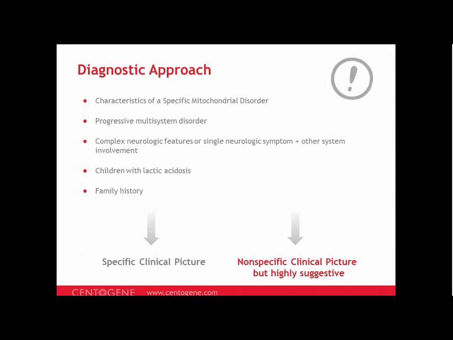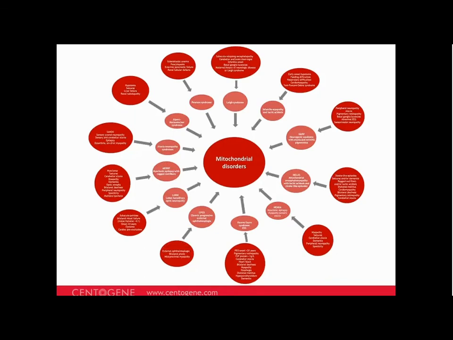Okay, we had the suspicion that it can be a mitochondrial disorder. Then comes another important step: is it a specific clinical picture, or a highly suggestive picture? Here in this picture, if you see the outer circle, there is clinical information. Maybe it is not visible, but please visit our website and check under the mitochondrial genetic testing tab, so you can find a detailed, high resolution picture of this one.